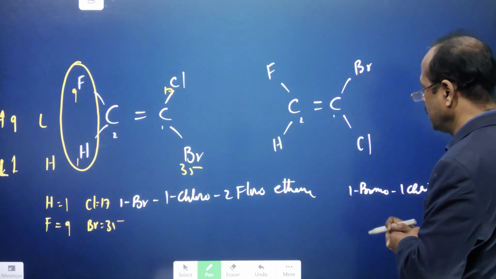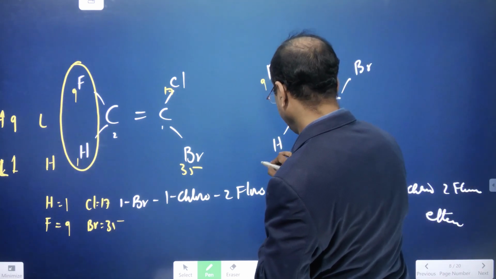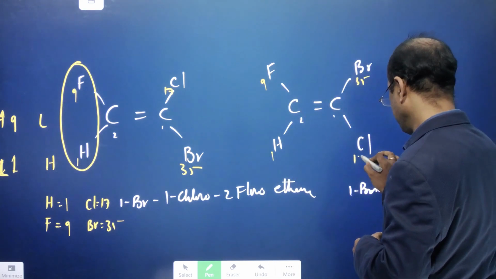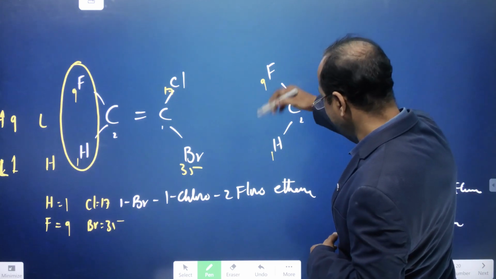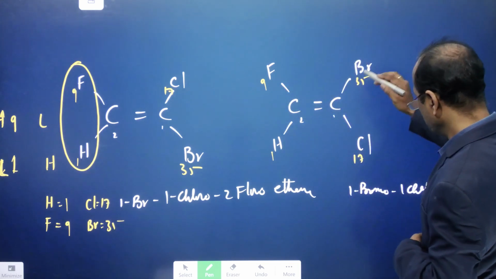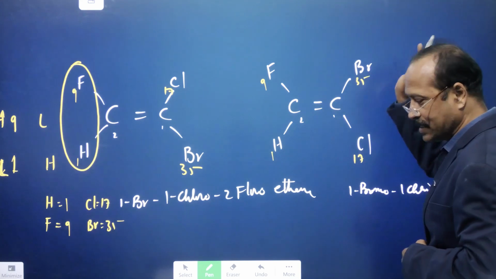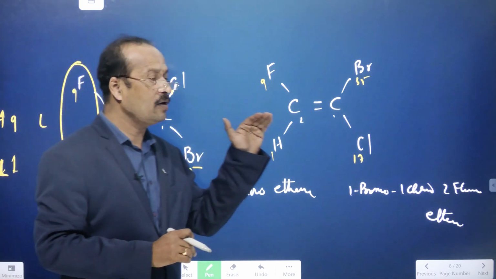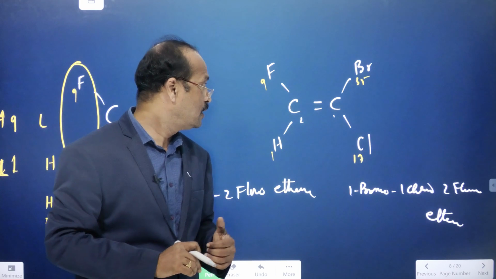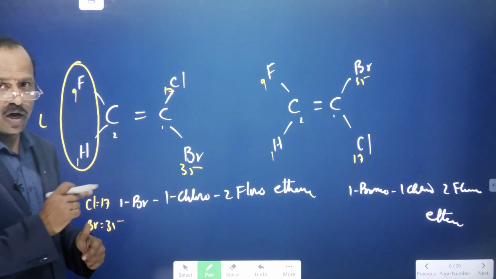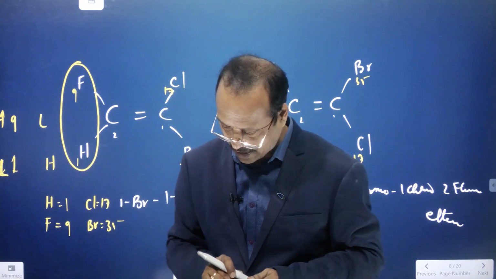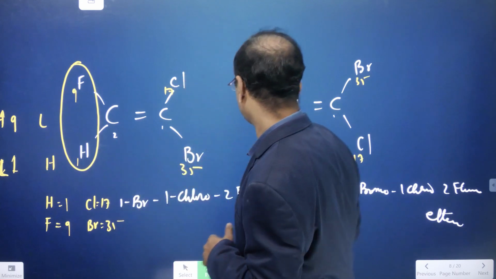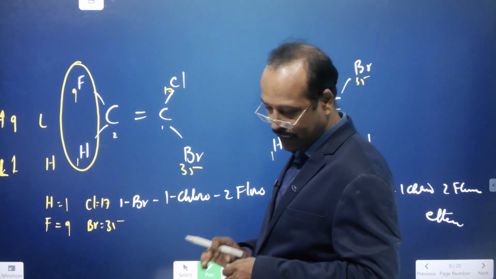Now come here. Fluorine's atomic number is 9, hydrogen is 1, bromine is 35, chlorine is 17. In these two, the higher one is 9 on the upper side, and in the other two, 17 and 35, 35 is higher, that is on the upper side. So both higher substituents are on one side. Here both higher substituents are in opposite directions, right? So in this case we use the EZ notation.